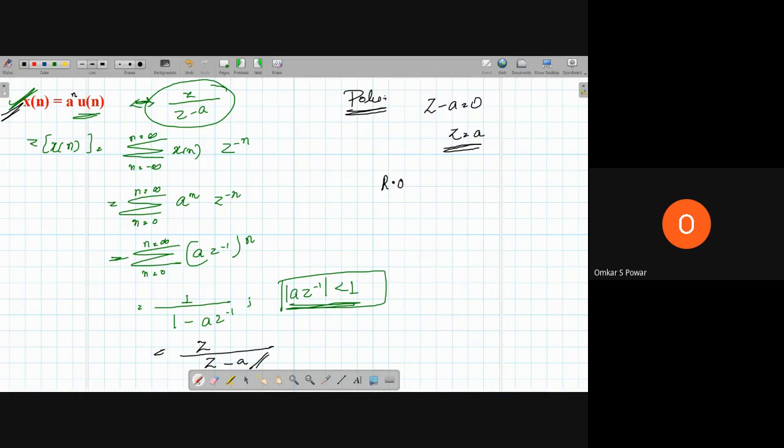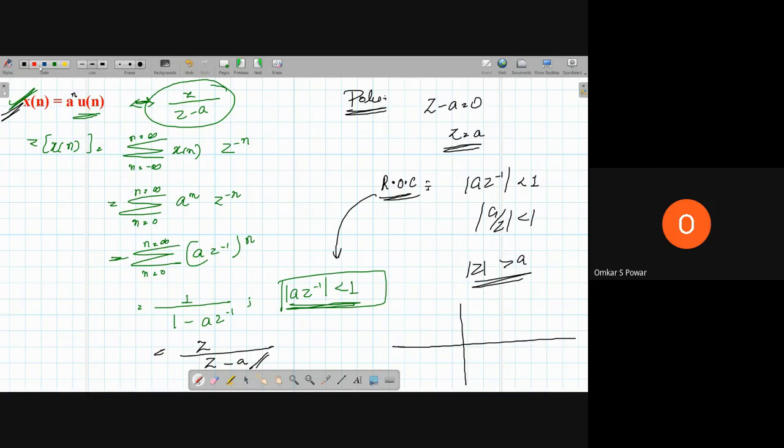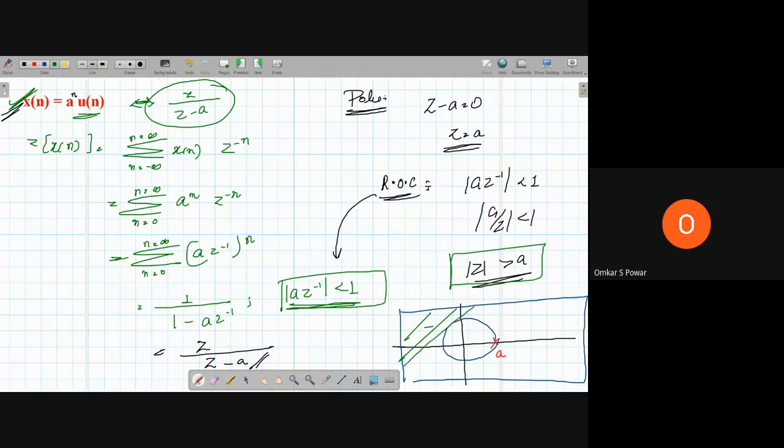So now what do we want to get? We want to get the ROC. In order to get the ROC, we will make use of this condition: mod a z to the power of minus 1 is less than 1. So a by z is less than 1, or mod z is greater than a. So how does your ROC look? You have a pole at z is equal to a and you have a unit circle there, and according to the z transform it should lie outside the outermost pole. So mod z is greater than a. Okay, it's simple. Since you have solved complicated problems before this, this problem is simple, and it is a standard problem also.